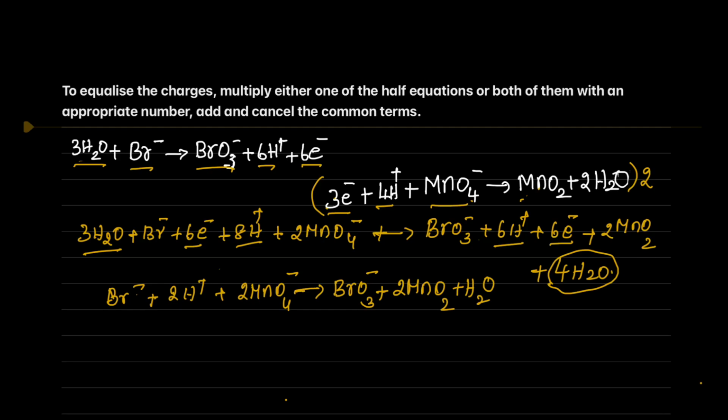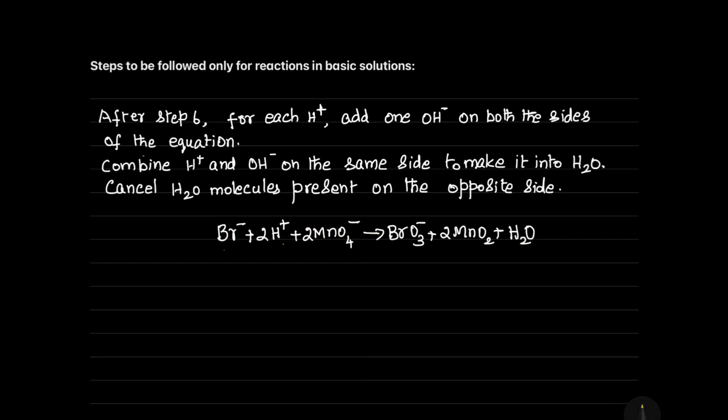There is one more step, the final step, which is exclusively meant for the reactions in basic medium. Let us look at it. The following are the steps to be followed only for the reactions in basic solutions. After the sixth step, we have arrived at the equation that Br minus plus 2H plus 2MnO4 minus giving rise to BrO3 minus plus 2MnO2 plus H2O.